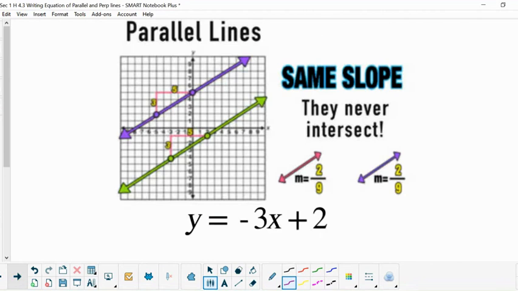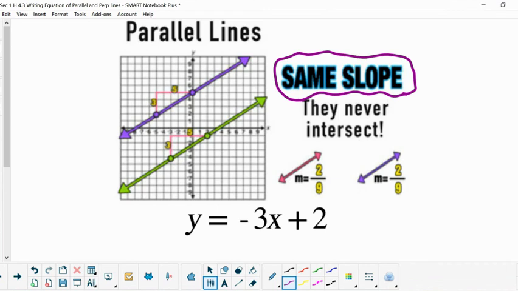So parallel lines, what's true about their slope? They're the same. They never touch, and their slope is what? The same. Will you box that, circle it, something? Their slopes are the same. They'll never cross, so they rise and run exactly the same.